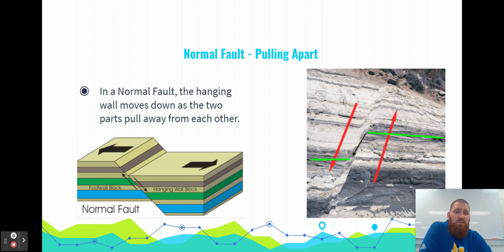Here, we can see here's our hanging wall that slid down. This is the footwall right here. And the way we're able to tell is by looking at the striations in the rock, or these lines in the rock. We can see that they've been displaced and they're no longer congruent through here.